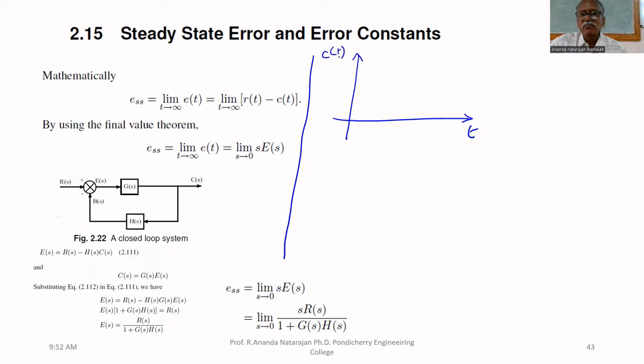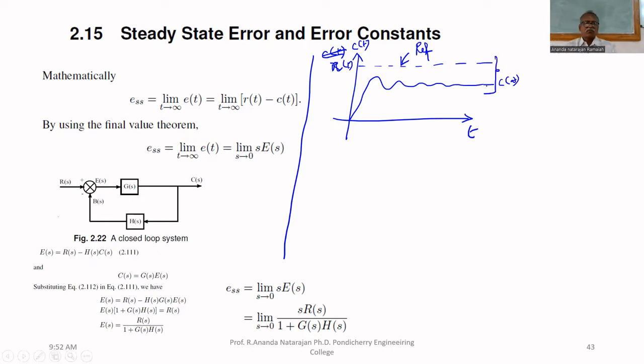This is output C of t. This is the response. Suppose the reference is here, R of t. Y-axis is C of t. In that we marked R of t. This is the reference. But the system settled here. C of infinity is here. So finally, there is a difference.